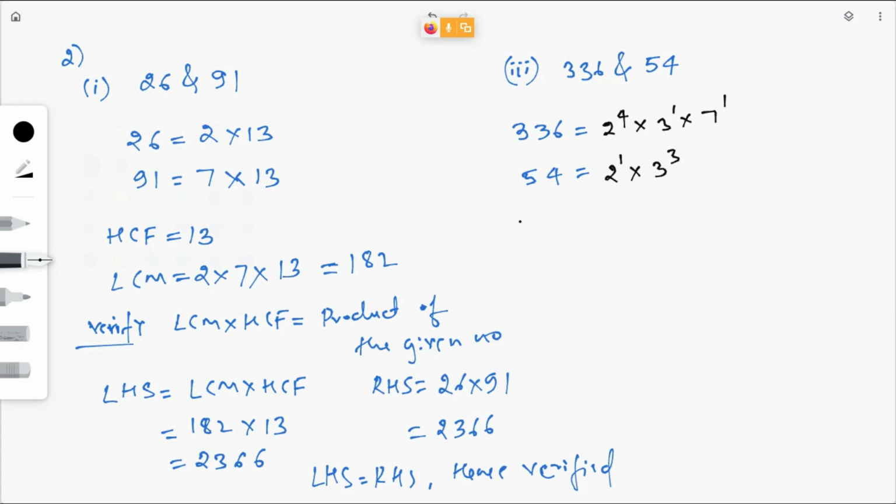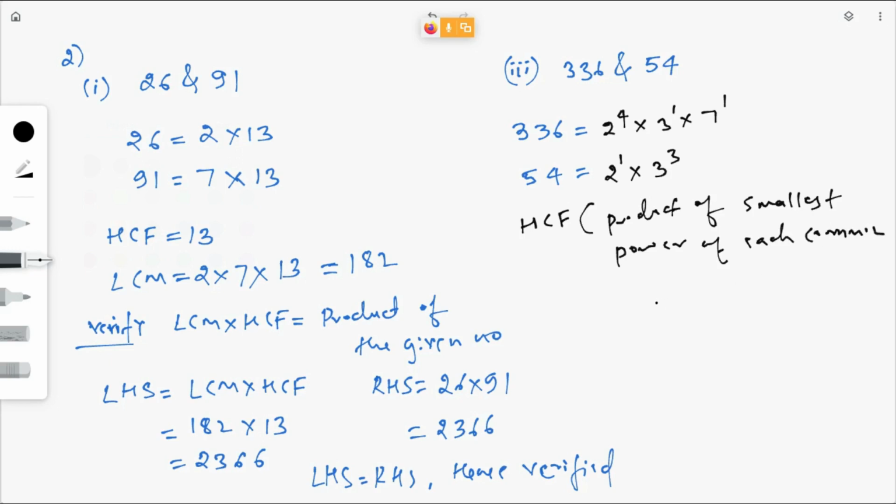So first HCF. How do we find this HCF? Write this sentence: product of the smallest power of each common prime factor. So how do we find HCF? Product of the smallest power of each common prime factor.